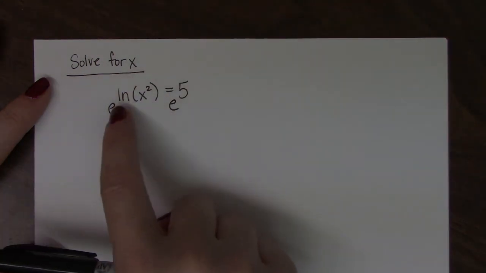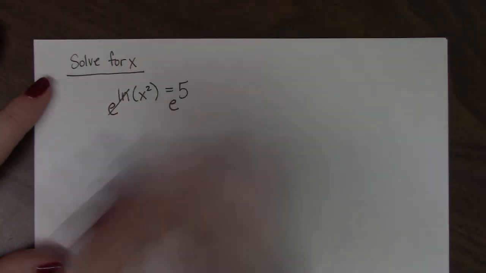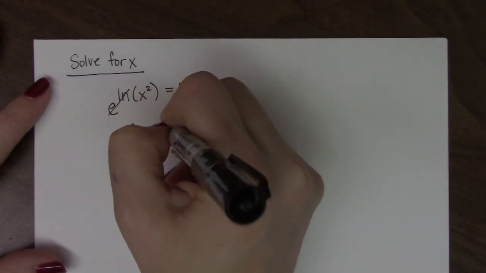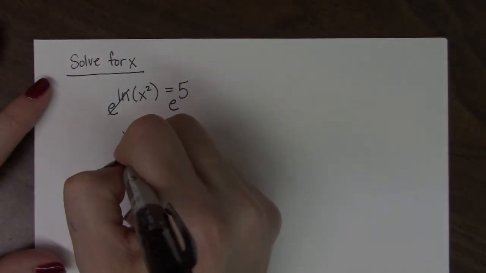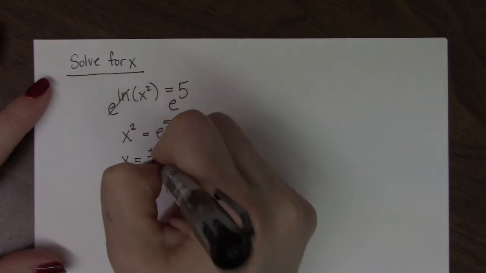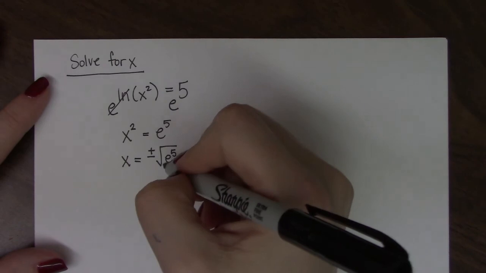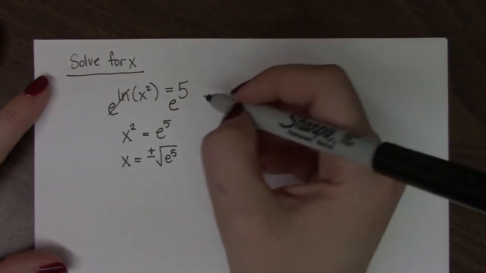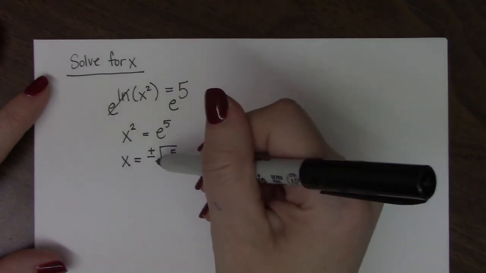So I would plug the original expression into e to the x, which also means I need to plug 5 into e to the x. The e takes out the natural log, and so now I get x squared equals e to the 5. Remember, e is a constant, so when I take the square root of both sides, I get plus or minus the square root of e to the 5. So technically this is a correct answer, but this is a time when fractional exponents would actually be more useful.